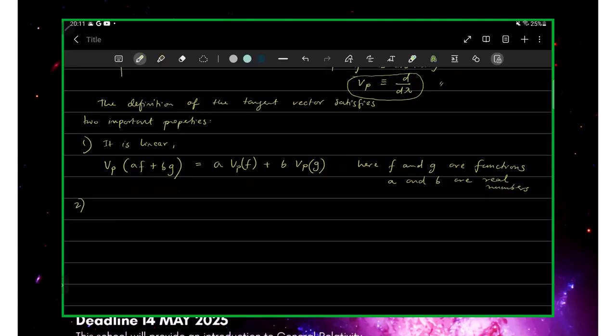Now, the second property that it satisfies. Why do we call gamma for both curve and transformation?